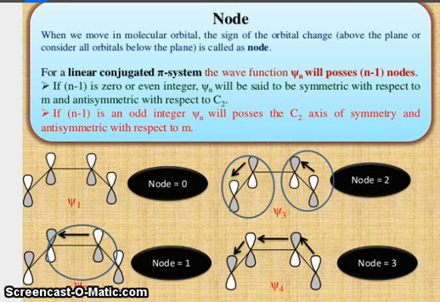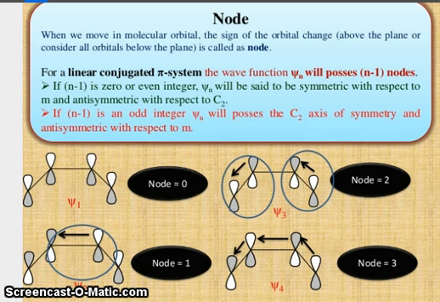Basic of pericyclic reactions. So I will start from the note. When we move in a molecular orbital, the sign of the orbital changes from above the plane to below the plane. The point where it changes is called a node.